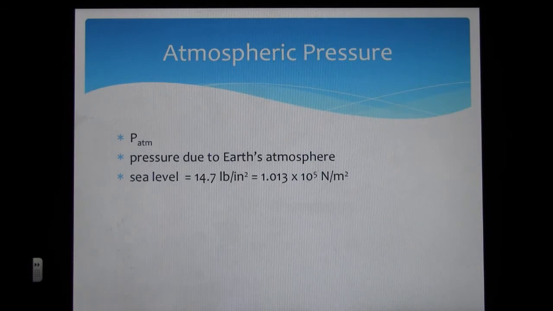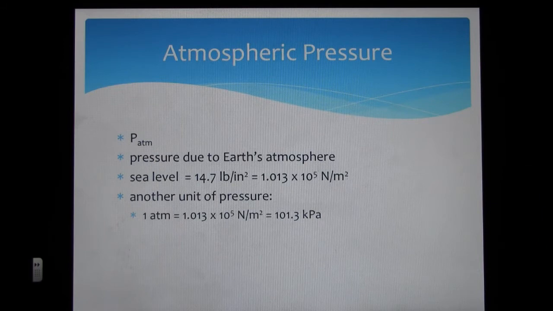This means when you're standing at sea level, for every square inch of area on your body, you feel 14.7 extra pounds because of the fluid or the atmosphere above you. Our bodies are structured in a way that we can withstand this amount of pressure or extra weight added on our bodies. Another unit of pressure is defined as an atmosphere. 1 atmosphere is defined as 1.013 times 10 to the 5th newtons per meter squared, or 101.3 kilopascals.